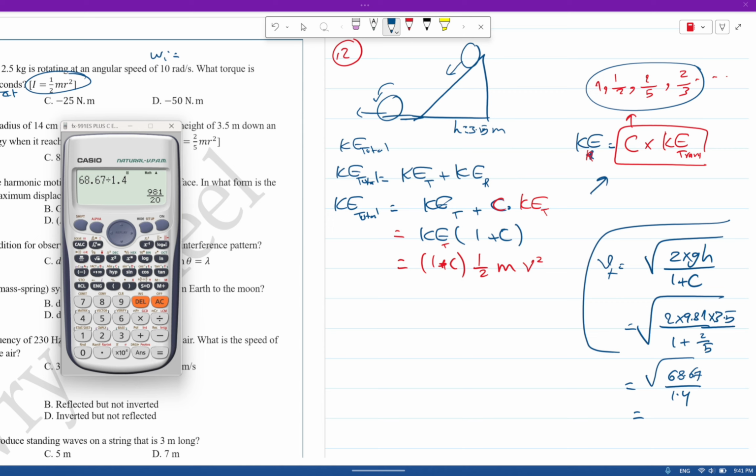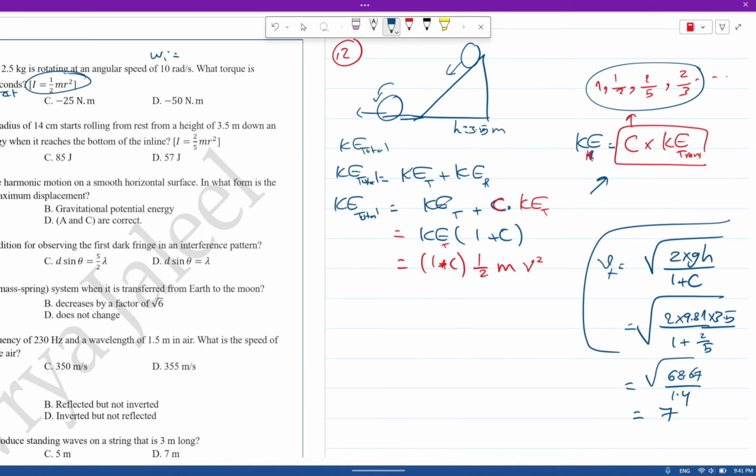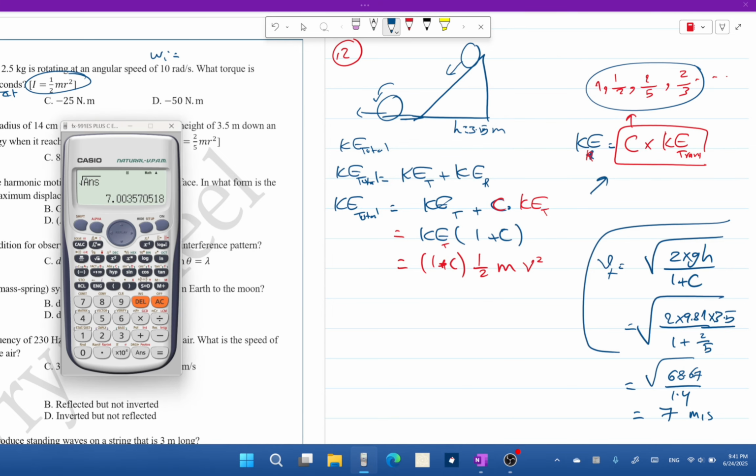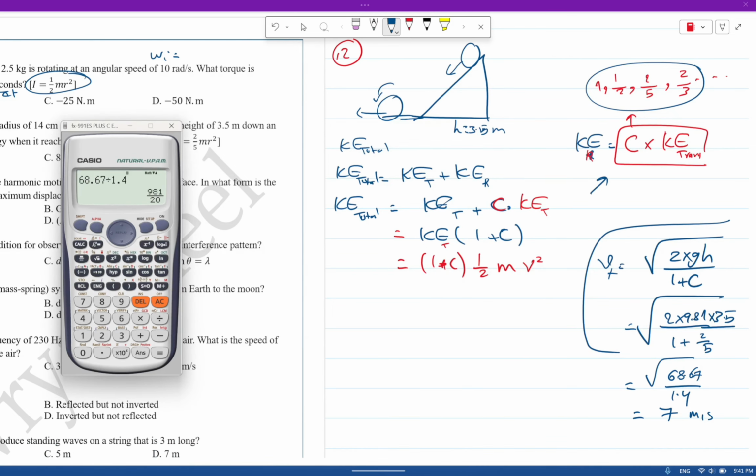And of course, if you take the radical for this answer, this time it is equal to about 7. So the first one was incorrect. So this is 7 meter per second. All right, 7 meter per second.